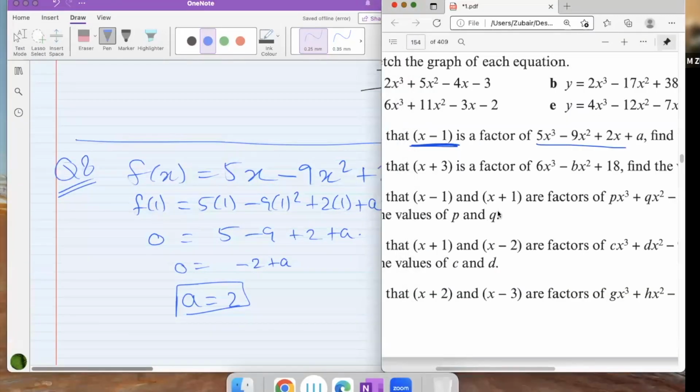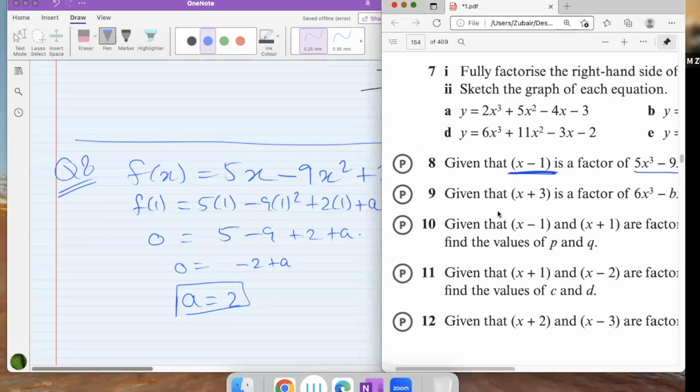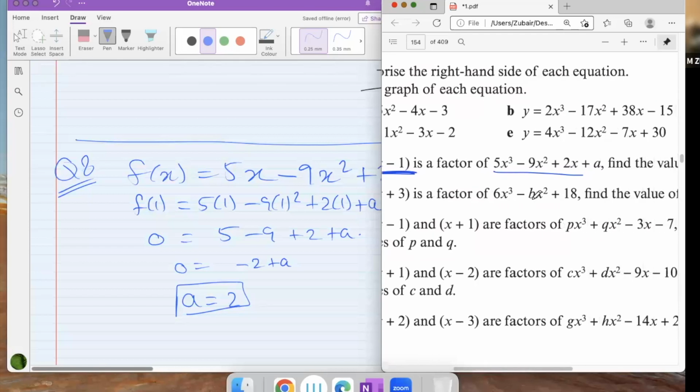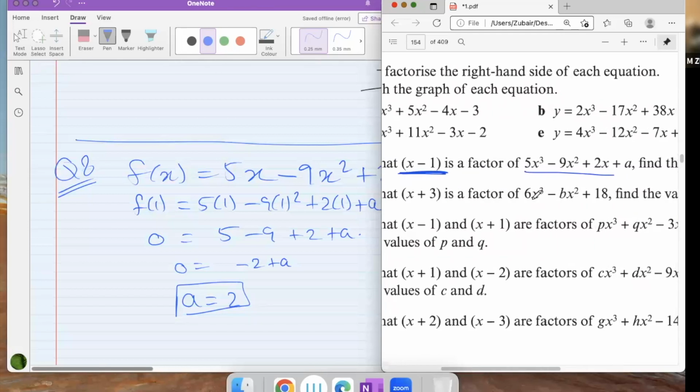Question number 9. It says x plus 3 is a factor of this. Find the value of b.